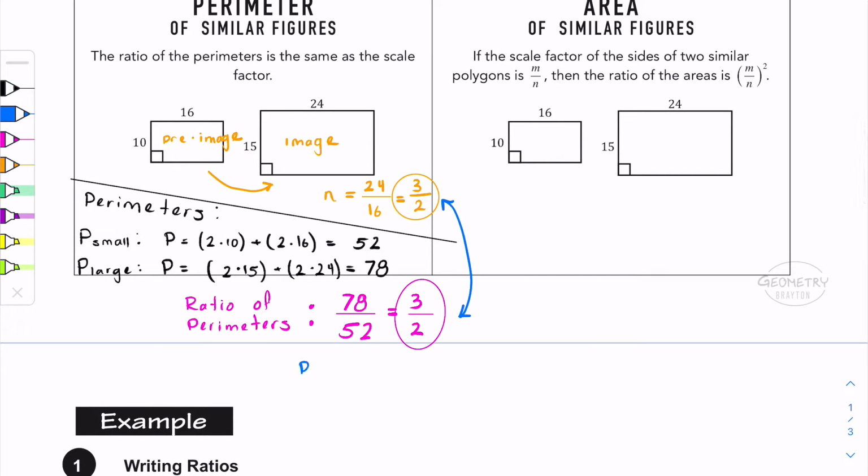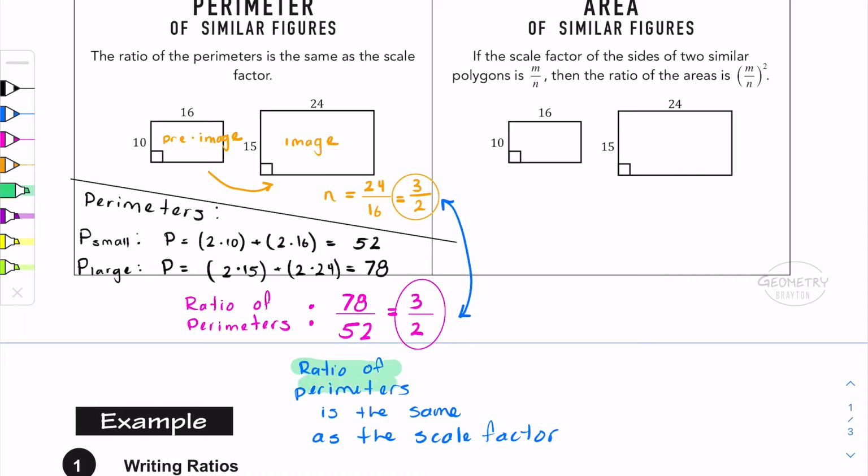So I'm just going to make a note: ratio of the perimeters is the same as the scale factor. And this is very important. It's going to be helpful in future examples. Sometimes you won't be able to find the scale factor, but you will be able to find the perimeter. And in that case, you can work backwards and find it, or vice versa.